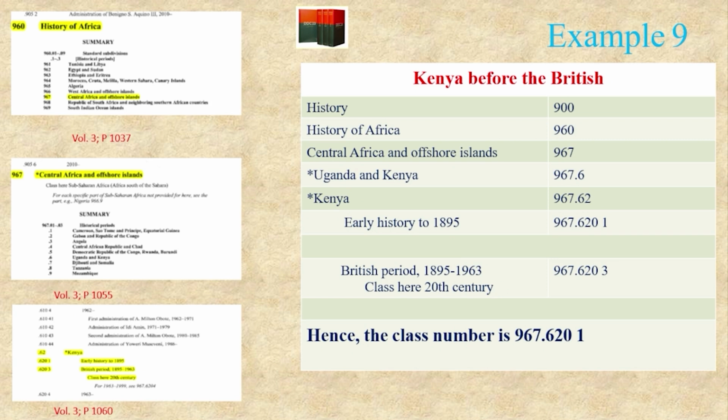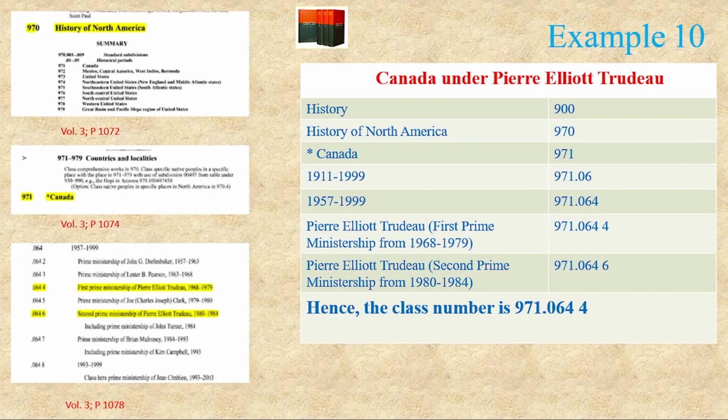So our title here, our example, is Kenya before the British. As a classifier, you have to take the number for early history to 1895. Hence the class number is 967.6201.